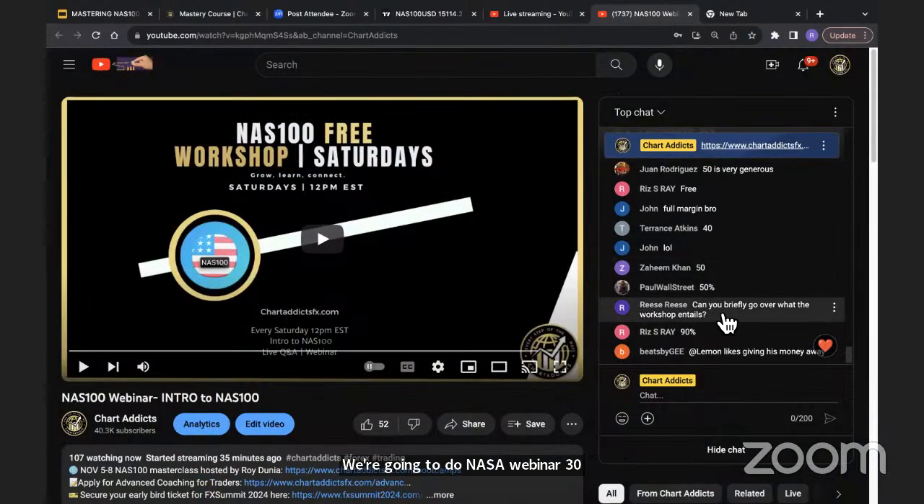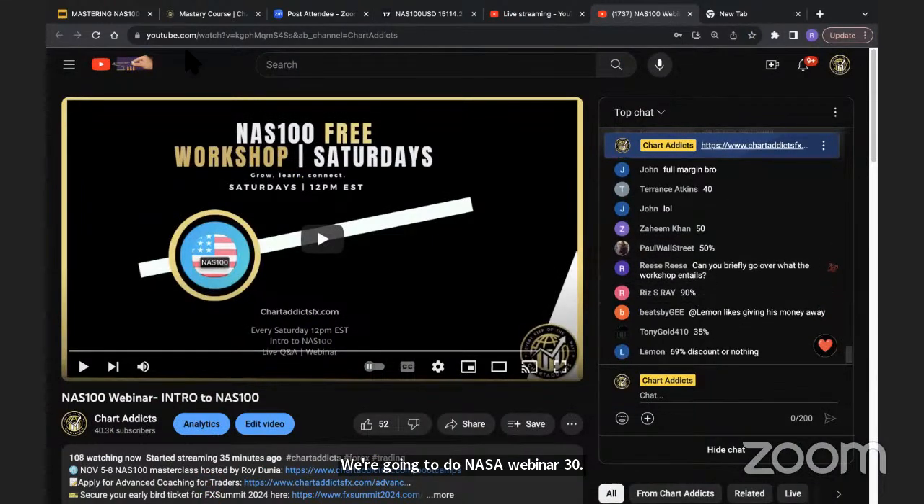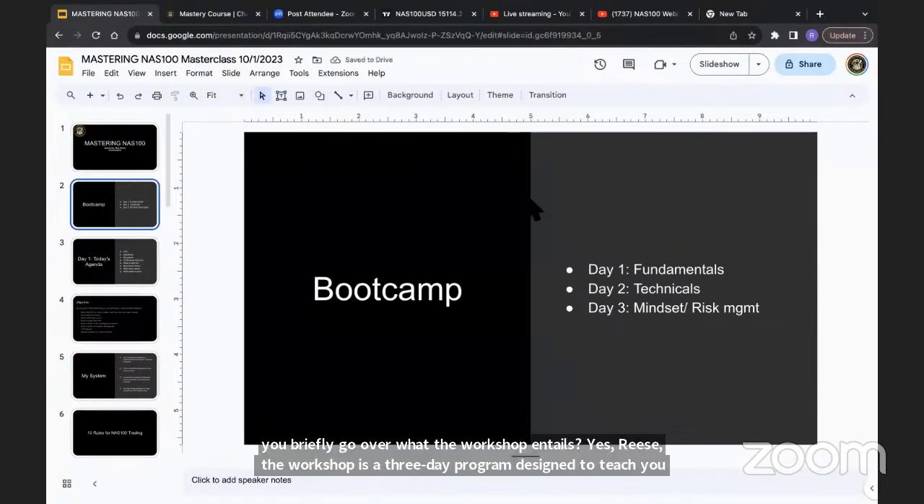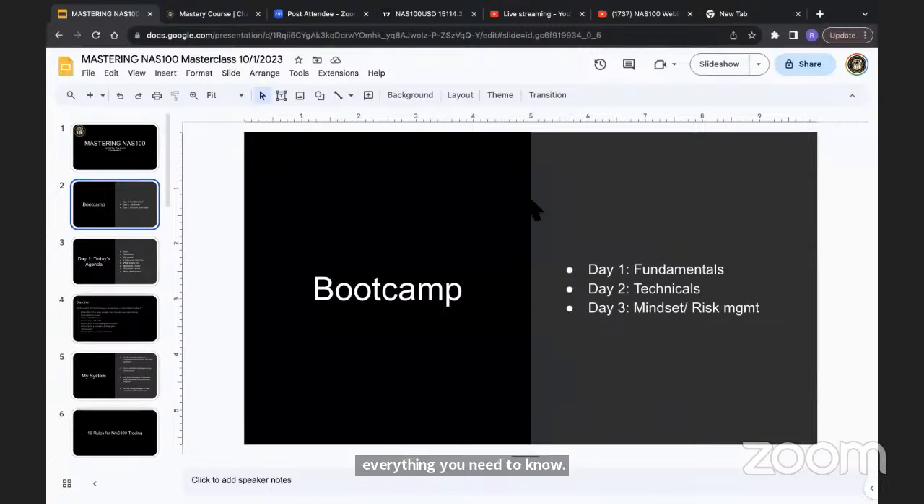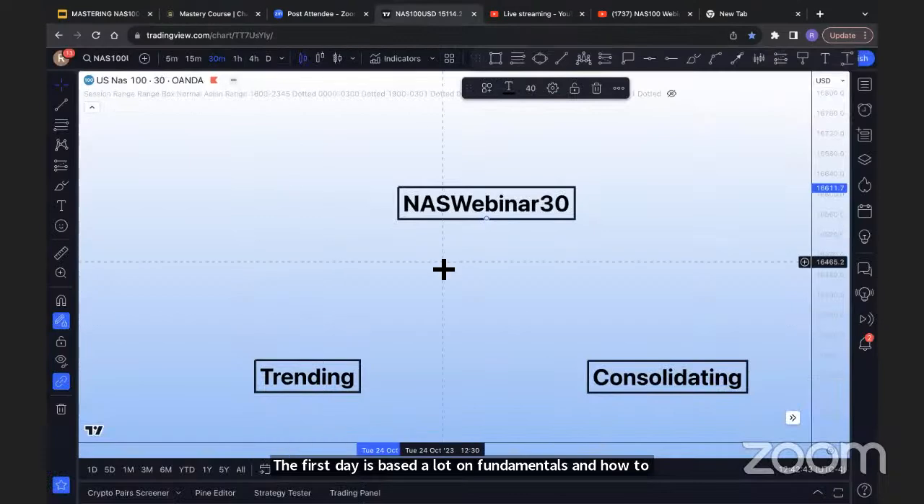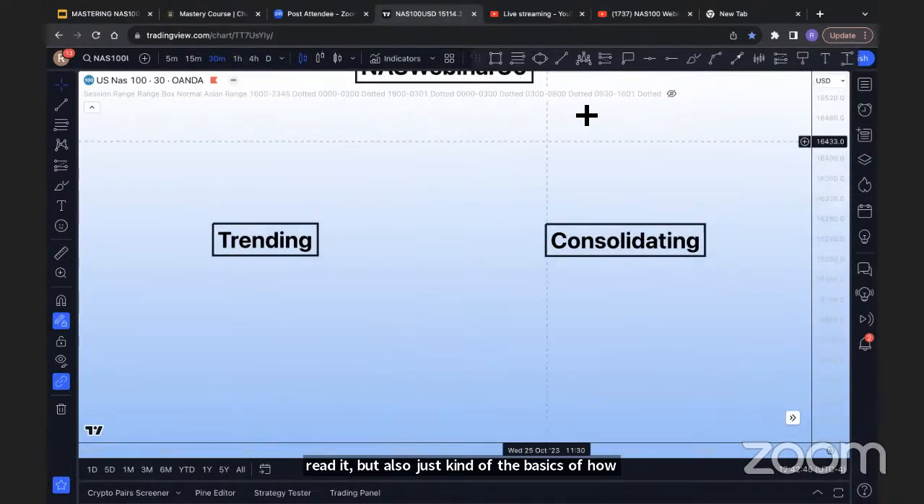Can you briefly go over what the workshop entails? Yes, Reese. The workshop is a 3-day program designed to teach you everything you need to know to trade NAS100 starting immediately. This is a system that I've built for years through trial and error. The first day is based a lot on fundamentals and how to read it, but also the basics of how NAS works. Basically what we're talking about now, but in a lot more detail.